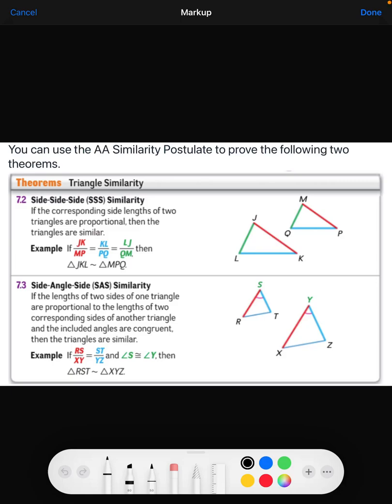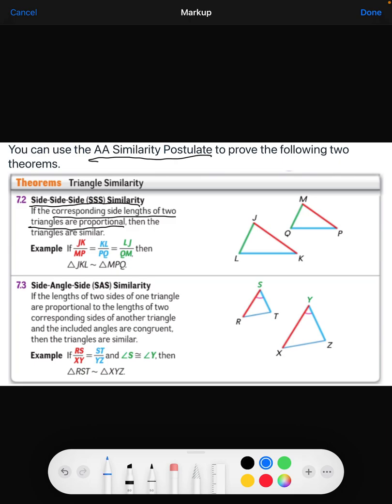In this video, we'll explain other ways that we can prove similarity between triangles. We can use the AA similarity postulate, or the angle-angle similarity postulate, to prove the following two theorems. The first one is side-side-side, or SSS similarity. And this says that if the corresponding side lengths of two triangles are proportional, then the triangles are similar.